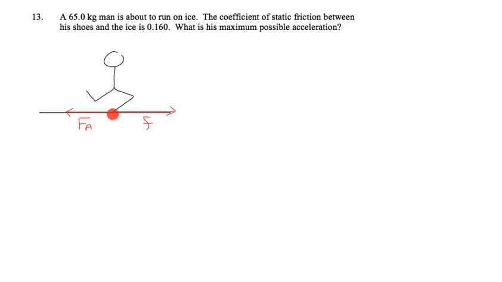But I want the maximum acceleration, so I want to use all of it. I want to push right to the envelope, so that if I go any harder than that, I will slip. I want to be right on the verge of slipping, and right on the verge of slipping would be when these two things are equal.